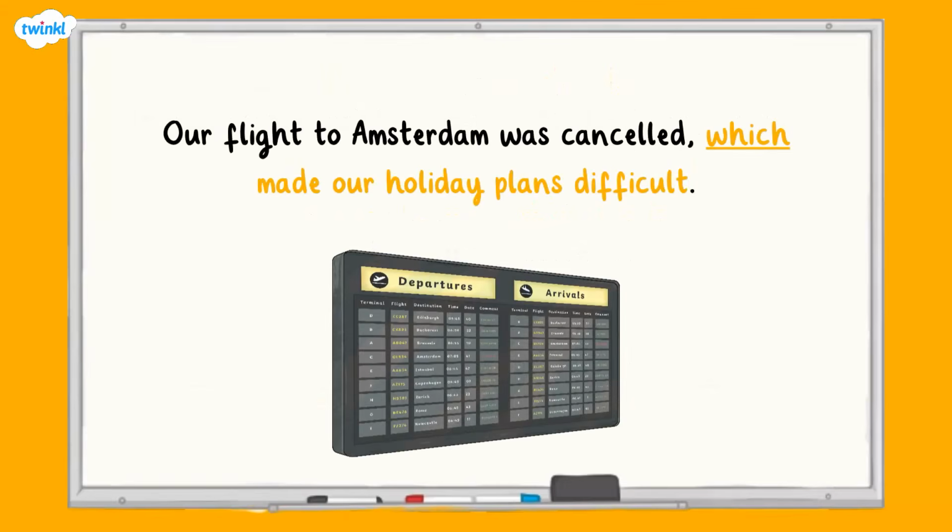Sometimes a relative clause can be used to give extra information about the main clause. Our flight to Amsterdam was cancelled, which made our holiday plans difficult. In this sentence, the relative clause is giving extra information about the whole of the main clause, our flight to Amsterdam was cancelled, rather than just the noun phrase.